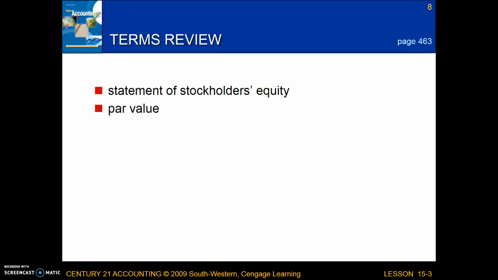All right, so that's pretty much it. The terms were the statement of stockholders' equity, which is what we just made, and the other one was the par value of stock, which is basically the value assigned to stock when we initially sold it. All right, let's go ahead and jump over and do the work together on your own.